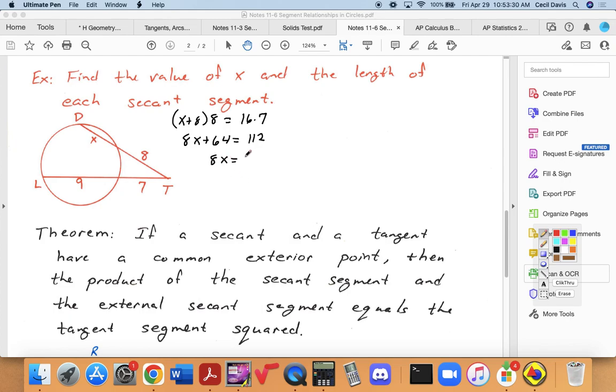So 8x is 48. Means that x is 6. Then it wants the length of each secant segment, so that's DT, which will be 6 plus 8 is 14. And LT, which we already found, was 9 plus 7 is 16.